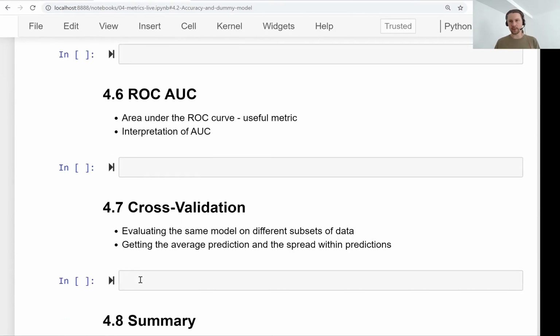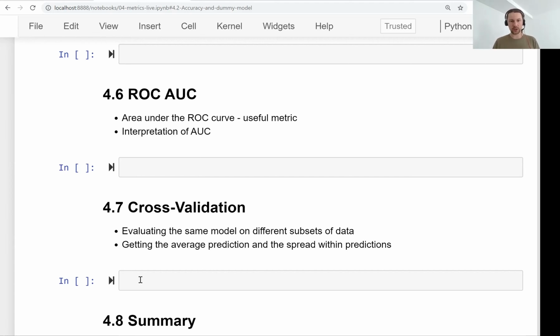And then the ROC curve, this is a curve that we plot, but there is a metric that we can derive from ROC curves called area under the ROC curve, which is one of the most popular binary classification metrics. We will cover it in more detail here.